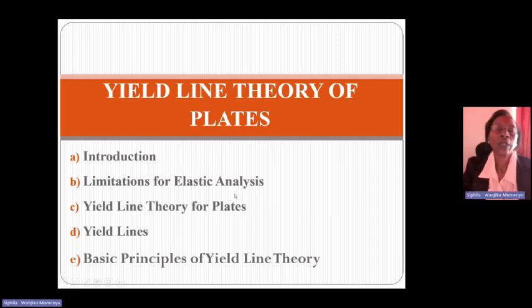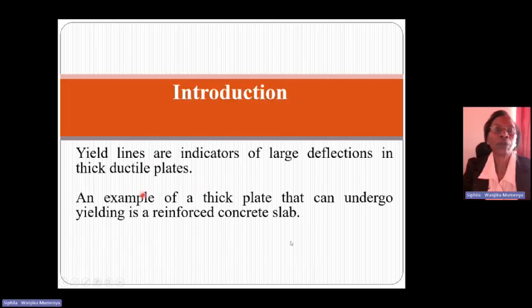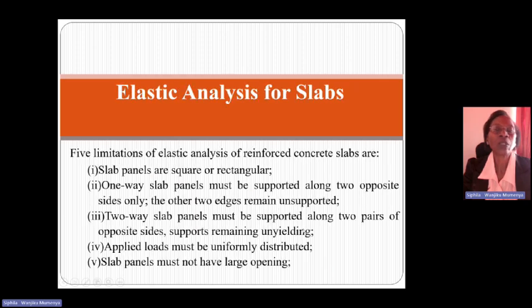We want to see what yield line theory of plates is. We'll start with the introduction. You go to limitations for elastic analysis, yield line theory for plates, yield lines themselves, and basic principles of yield line theory. Yield lines are indicators of large deflections in thick ductile plates. An example of a thick plate that can undergo yielding is a reinforced concrete slab.